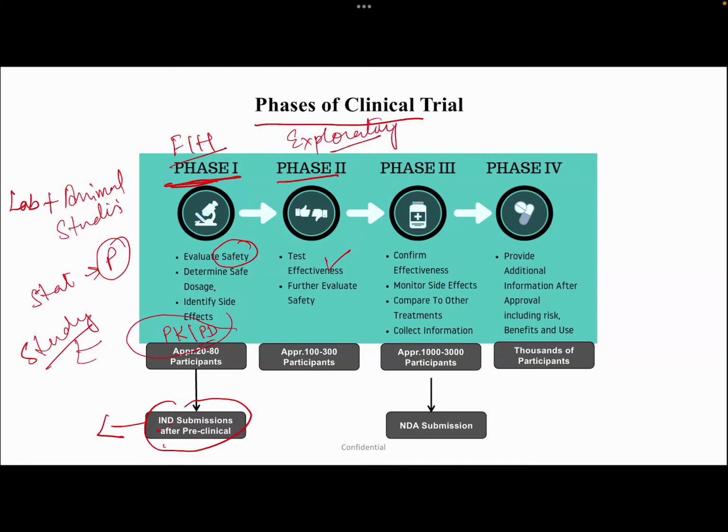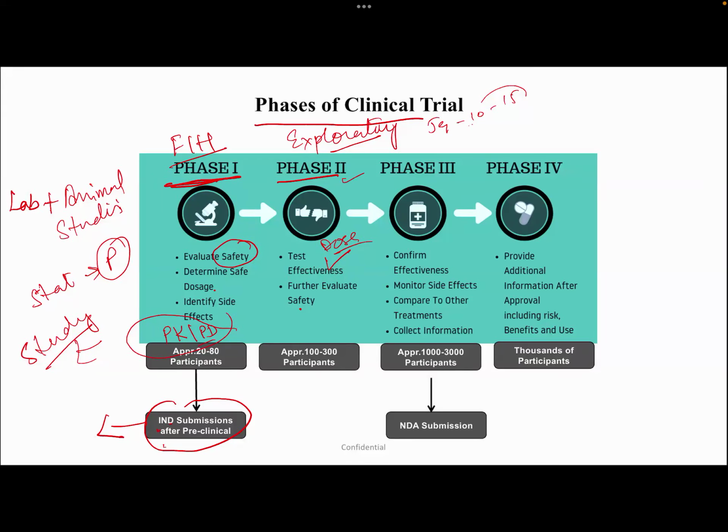They test effectiveness, they evaluate safety. Here is where dose is mostly decided. Dose escalation studies: first they give 5 mg, then 10, then 15, then they say which one is working better. That's the kind of testing that is done.